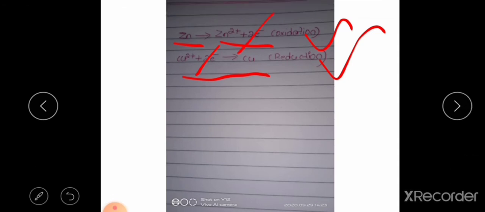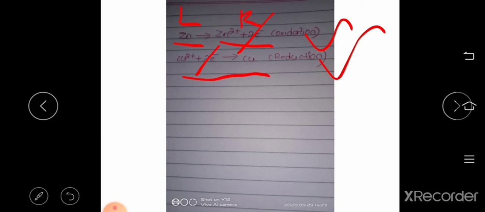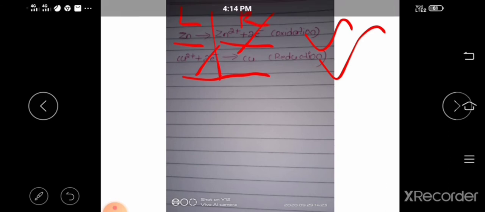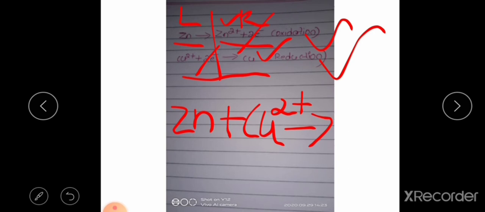First we have to write what is there on the left side of the equation. This is the left side and this is the right side. So what is there on the left side? Yes, Zn. First we have to write Zn from the first equation. From the second equation we can see Cu2+. So the left side is over. Then we write what is there on the right side. On the right side we can see Zn2+ and Cu. So we can write Zn2+ and Cu.